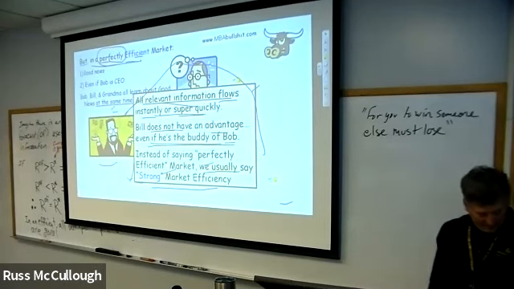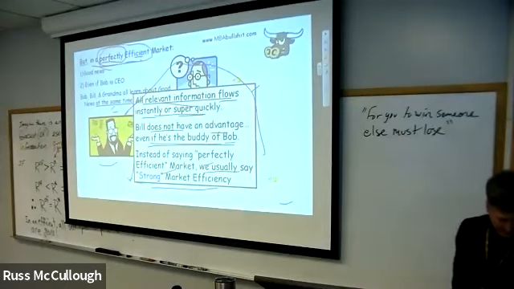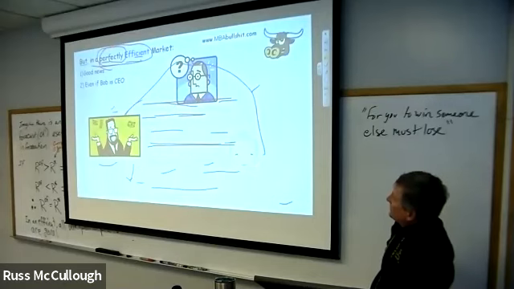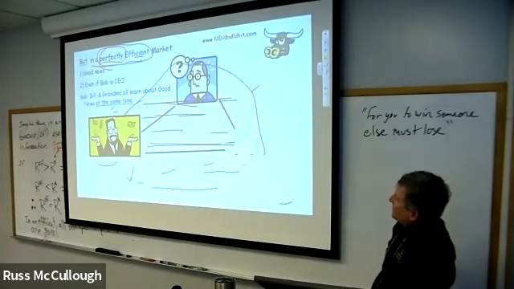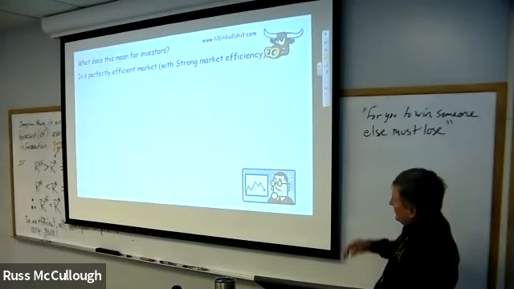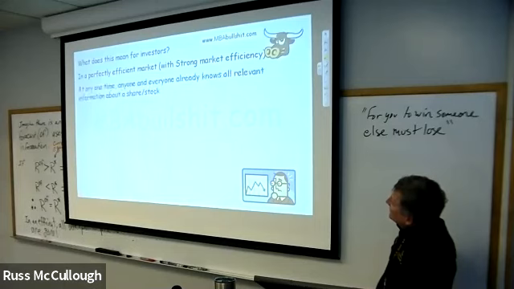They're talking about a perfectly or almost perfectly efficient market, like this situation over here, where they all learn about the information at the same time, or almost the same time. So what does this mean for investors? It means that in a perfectly efficient market with strong market efficiency, at any one time, anyone and everyone already knows all relevant information about a share of stock.